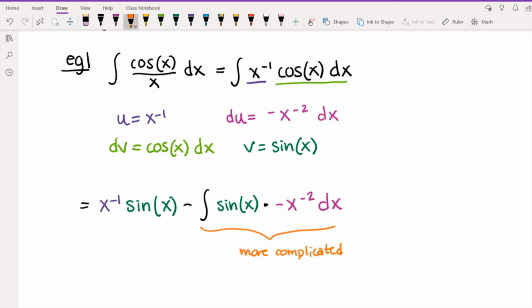All right, so in the next video, we're going to learn how to deal with different types of integrals involving trig functions. So things like sine squared of x or sine of x times cosine of x, things like that.